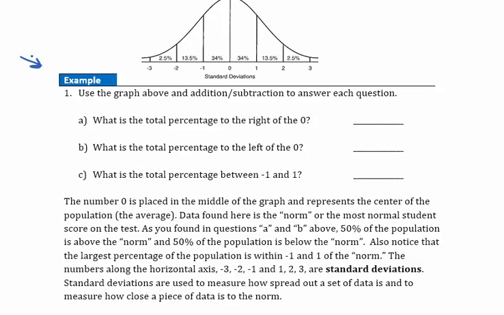So what is the total percentage to the right of 0, our average? So if we look at our graph here, what's the total percentage to the right? Then what's the total percentage to the left of 0? And then finally question C, what is the total percentage of data that falls between 1 standard deviation below and 1 standard deviation above? Go ahead and pause your video player now for a second and answer these questions.